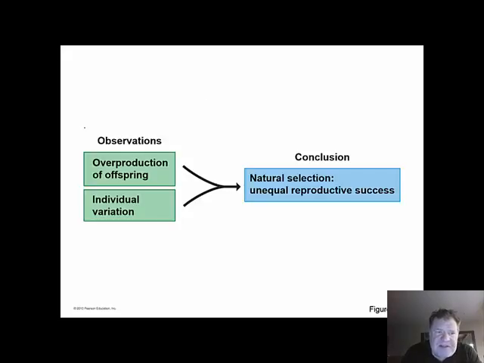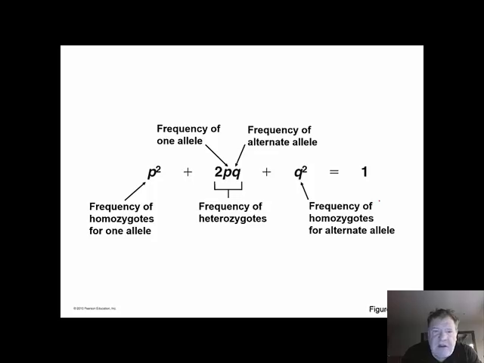So what we want to see, in basic terms, is that we have observations that certain organisms overproduce offspring, and these offspring have individual variations. And what we see is that by natural selection, we see an unequal reproductive success in these individuals.